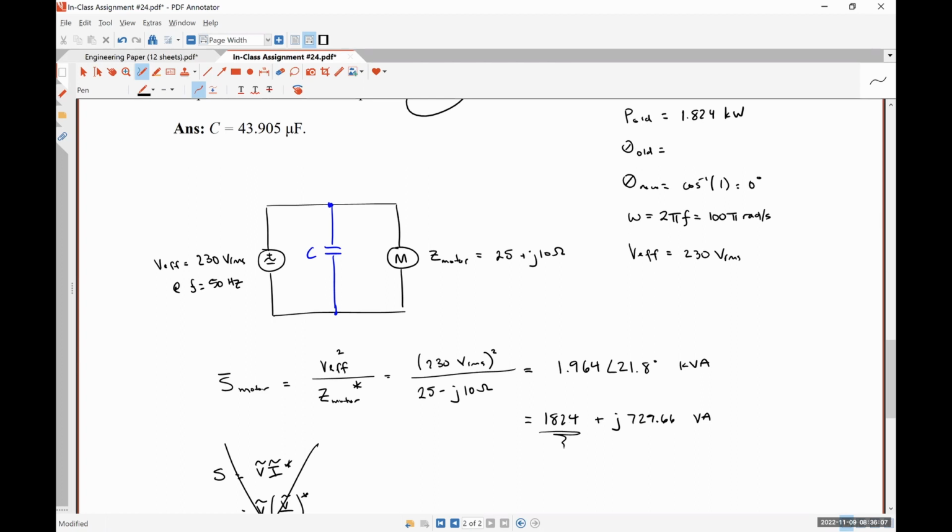What is theta old? Yes, literally the only angle I have written anywhere. 21.8 degrees, because the angle of the polar form is the power factor angle. Okay. And now we have enough information to plug directly into our calculator and determine C, which will come out to be this number. Okay. So two different styles of power factor correction problems. Just wanted to show you those.